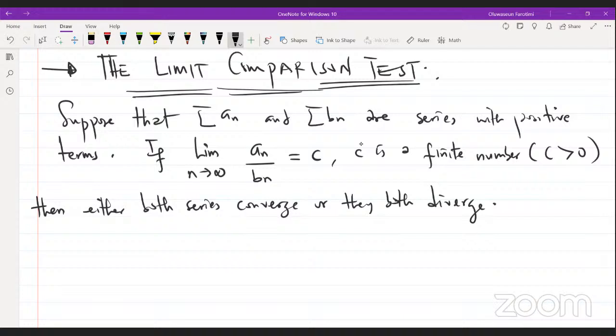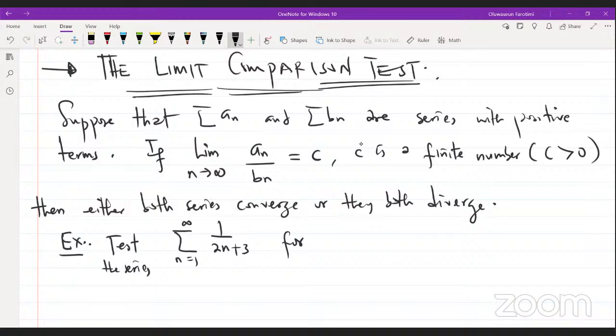Okay, let us see how to go about this. Interesting. Now let me give you the first example I want to talk about. Let's pick a simple case. It says, test the series for convergence or divergence.